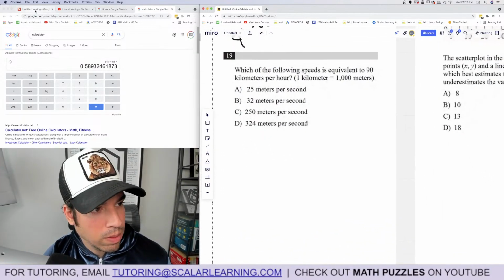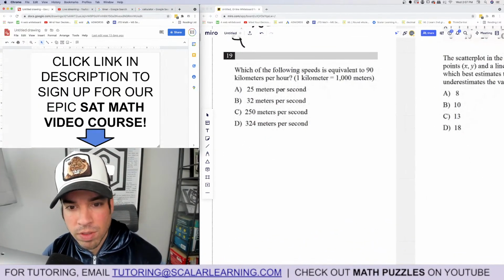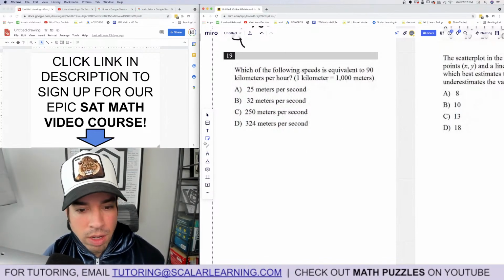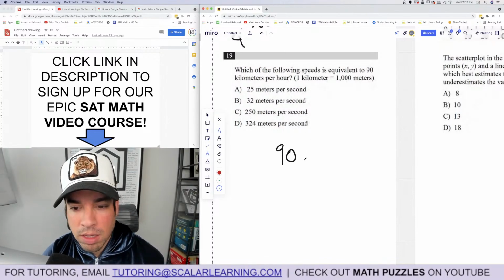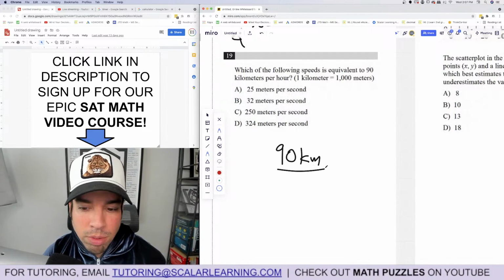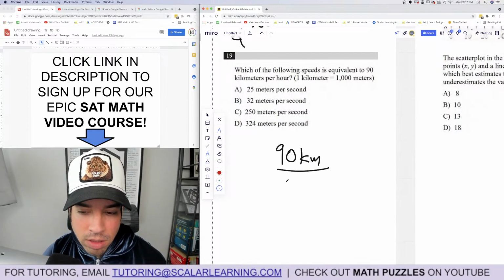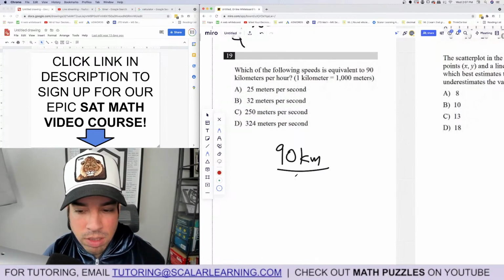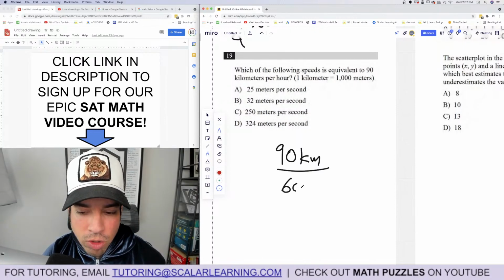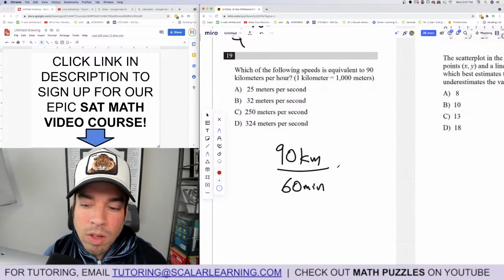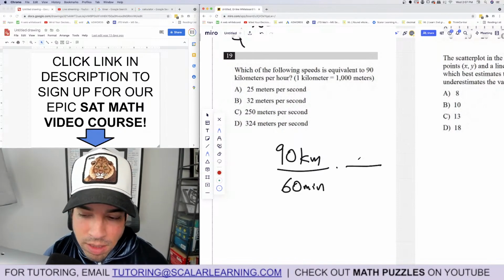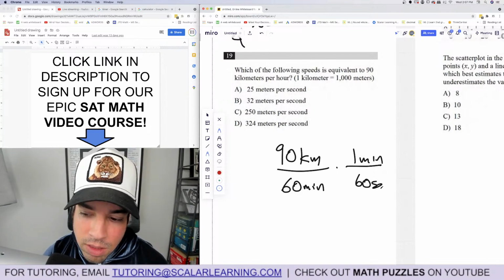19. Which of the following speed is equivalent to 90 kilometers per hour? Okay. 90 kilometers per hour, and we're trying to go to meters per second. So let's already put this into minutes. 90 kilometers per 60 minutes. So first I'm going to convert minutes to seconds. So I know that 1 minute is 60 seconds.